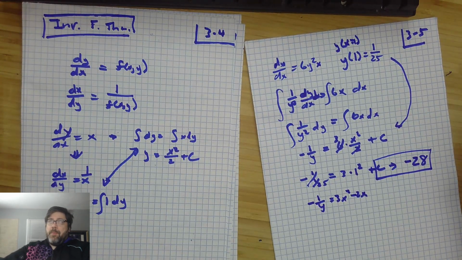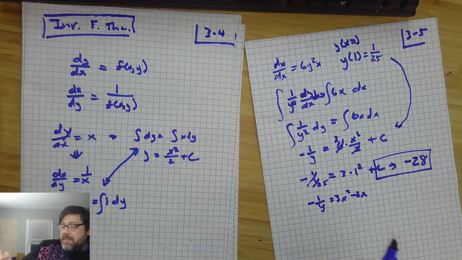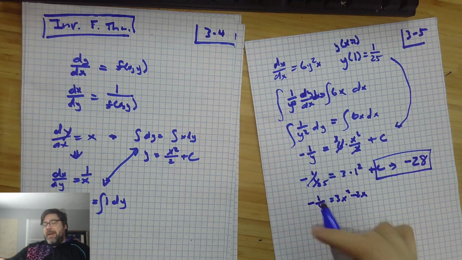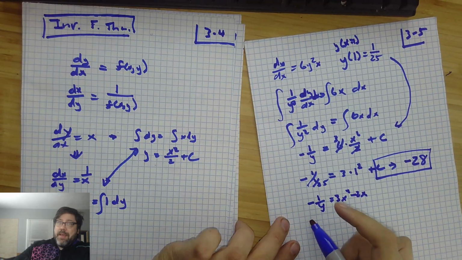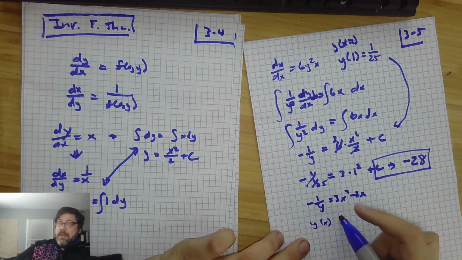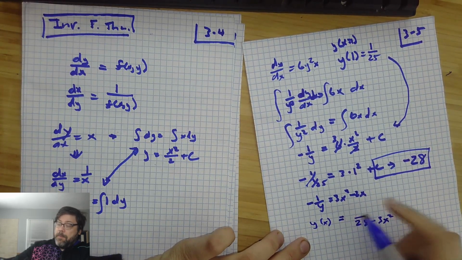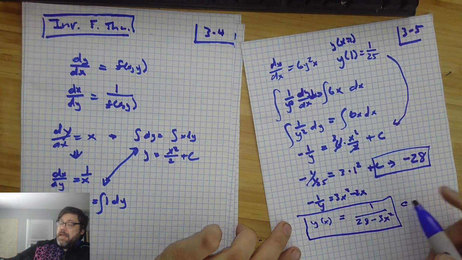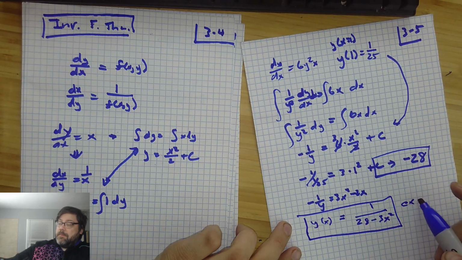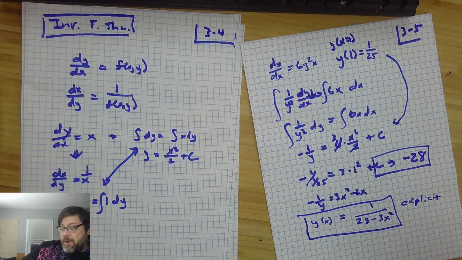And remember, think back for a second, what do we call this kind of solution? We have the new words implicit and explicit. This might be called implicit, right? Because I don't directly have y, I have the reciprocal of y. So let's go ahead and flip this over. So now I have y of x equals 1 over 28 minus 3x squared, right? So this is my explicit solution to this kind of problem.